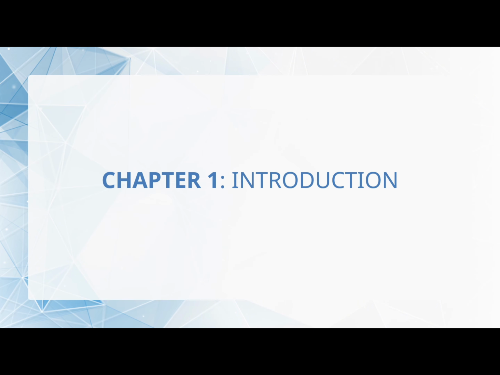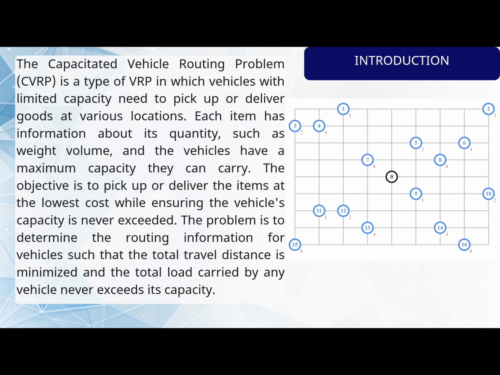For the first part, the introduction. The capacitated vehicle routing problem, CVRP, is a type of VRP in which a vehicle with limited capacity needs to pick up or deliver goods at various locations. Each item has information about its quantity, such as weight or volume, and the vehicles have a maximum capacity they can carry. The objective is to pick up or deliver the items at the lowest cost while ensuring the vehicle's capacity is never exceeded. The problem is to determine the routing for vehicles such that the total travel distance is minimized and the total load carried by any vehicle never exceeds its capacity.